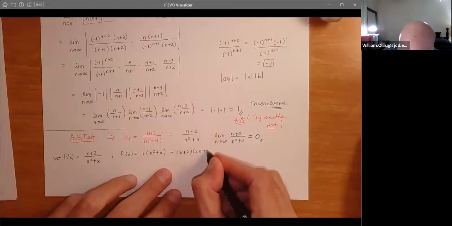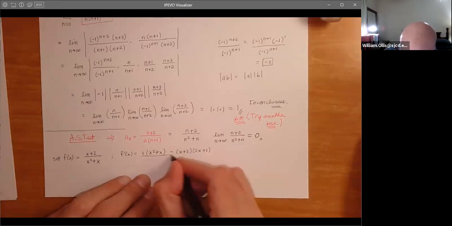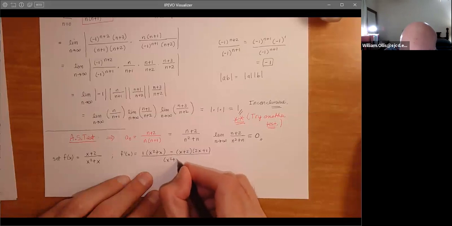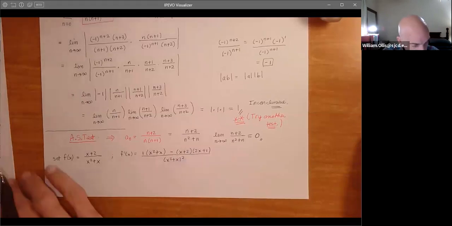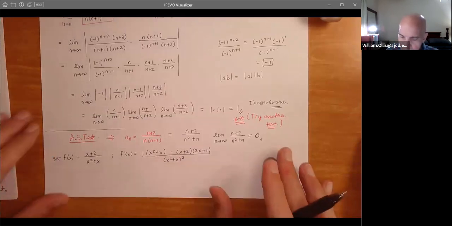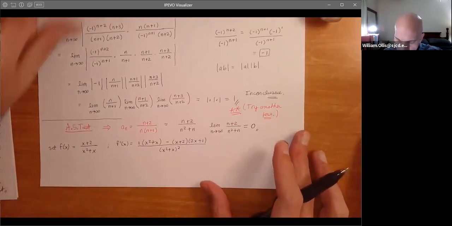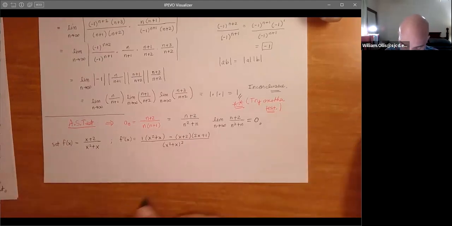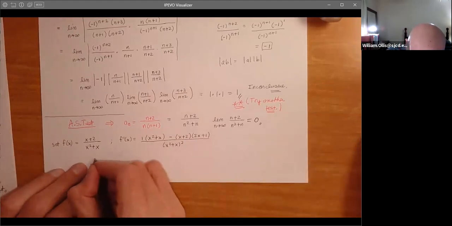2x plus 1 divided by x squared plus x, quantity squared. Now, when you look at this, you're thinking, okay, well, this is a calculus one problem, so this is an interesting problem. And I'll use the next sheet to continue this. So let's go ahead and clean this up.